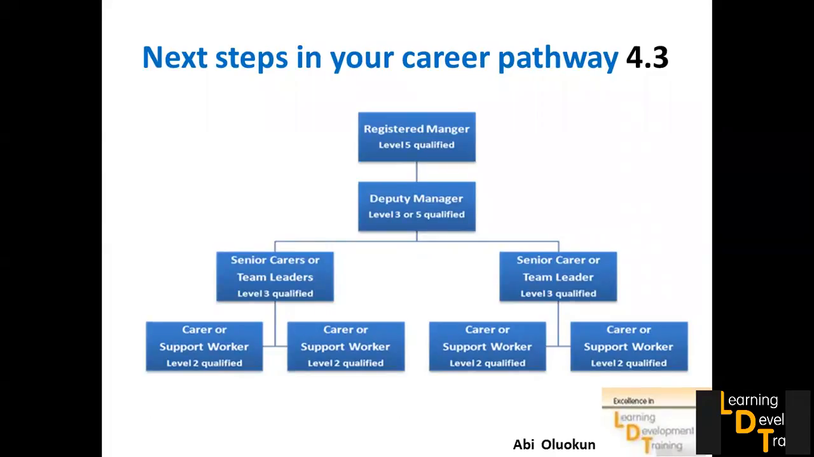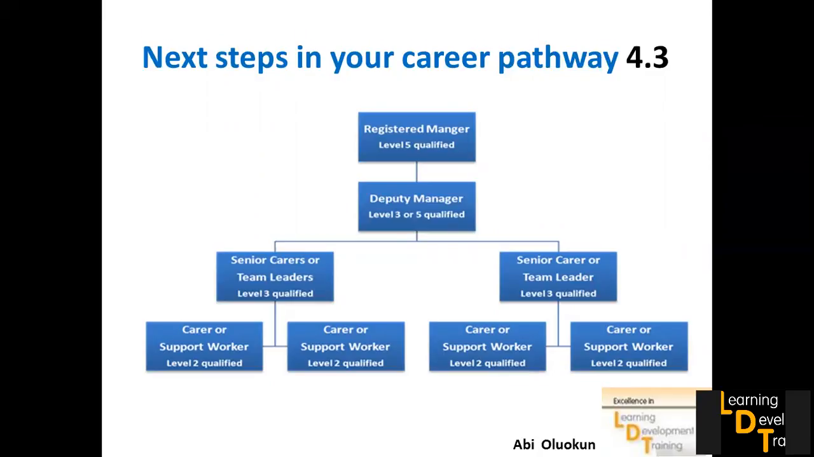And 4.3 is really asking you about your next steps in your career pathway. This is just a diagram that shows you the possible career pathway within your workplace. So maybe at level 2, you are working as a support worker, a care worker. If you are doing the level 3, you're probably a team leader by now, or a senior carer. Whatever role you are dealing with now, there is always an upward progression for you.